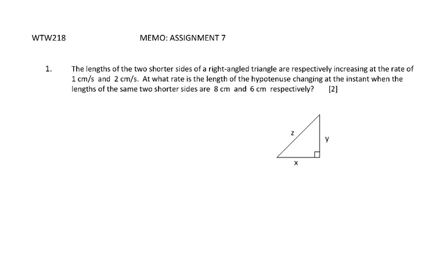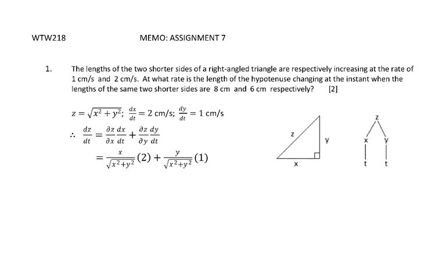Fortunately, we can use the theorem of Pythagoras to find this, and you should be able to see that z, the length of the hypotenuse, is equal to the positive root of the squares of the other two sides. So we now have an expression for z in terms of x and y, and what was given is that dx/dt is 2 centimeters per second and dy/dt is 1 centimeter per second. We can now proceed to find dz/dt.